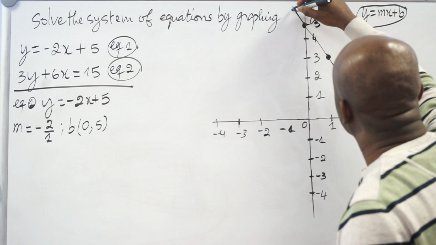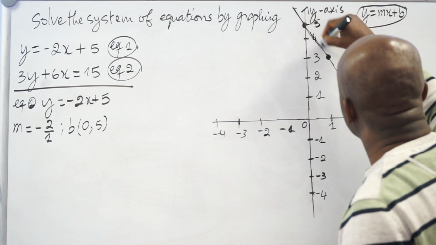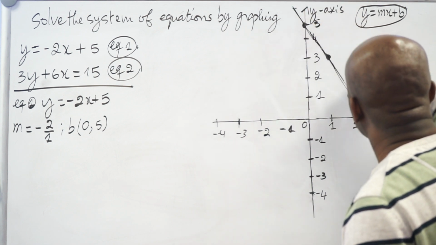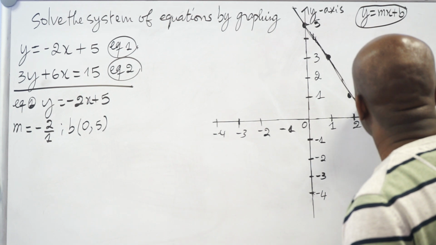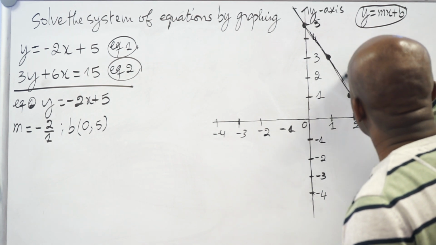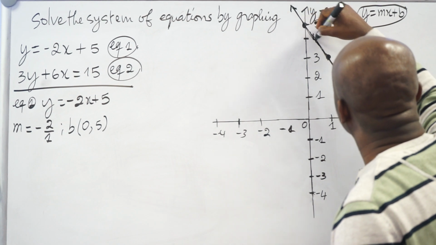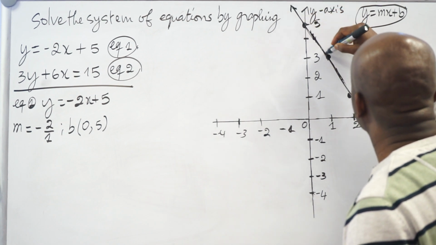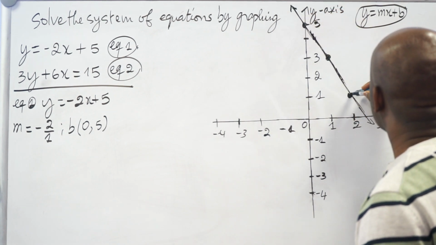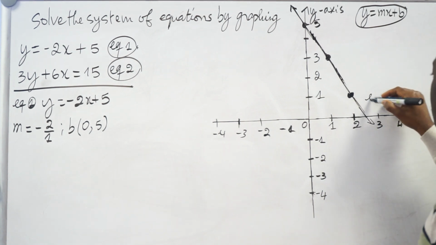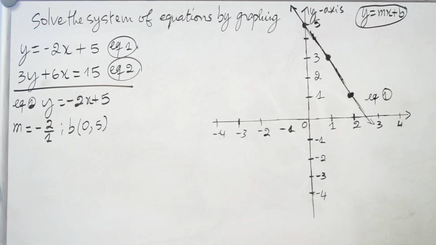Bear with me, please, because I'm not using a ruler here. I'm just using my Picasso's scale. All right, so that would be our equation 1. Finished with that, so now we go with equation 2.